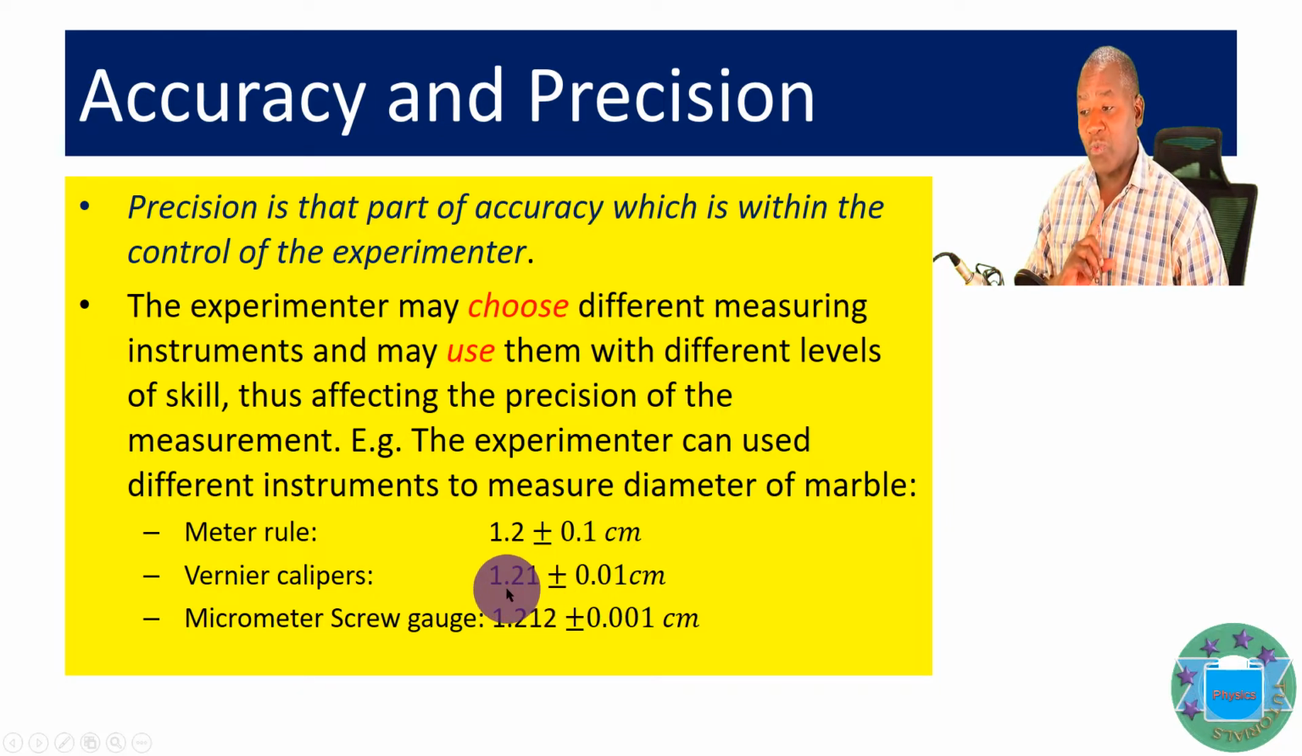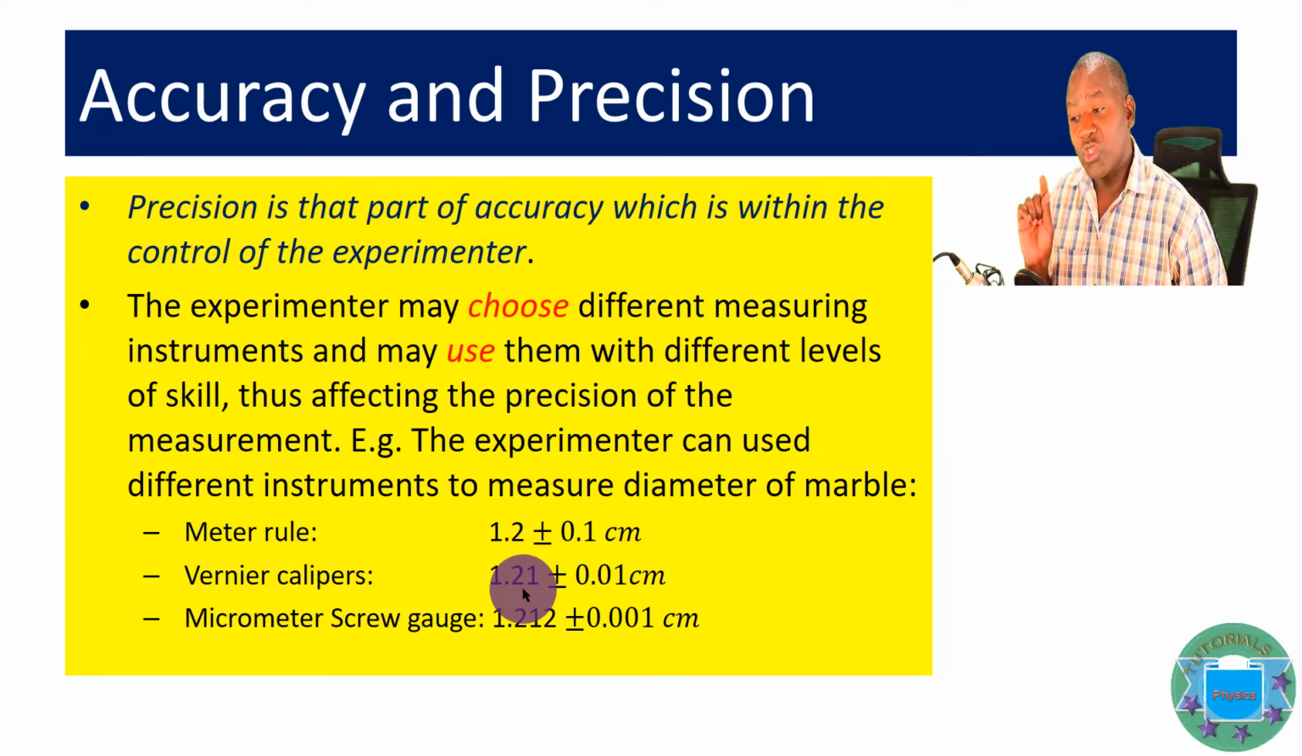We are sure that 1.2 is exact. That diameter cannot be greater than 1.3 or less than 1.1. We are exact. We are sure of this digit here. We are sure of it. The only digit that we are not sure of is the third digit, the second decimal here.